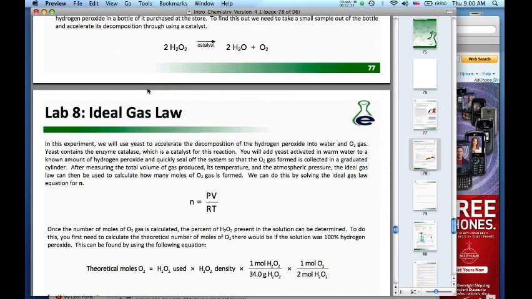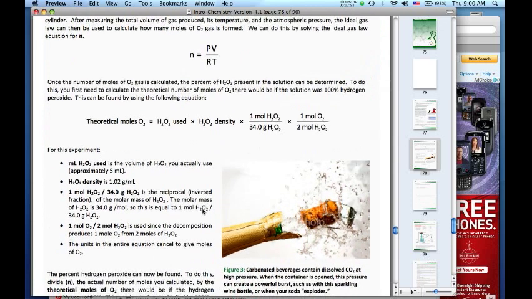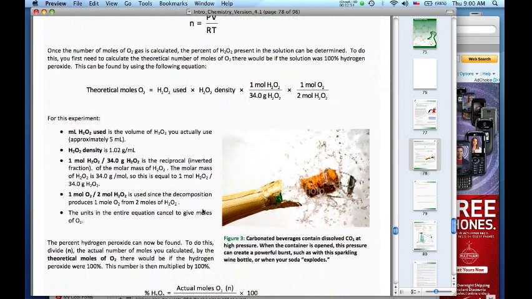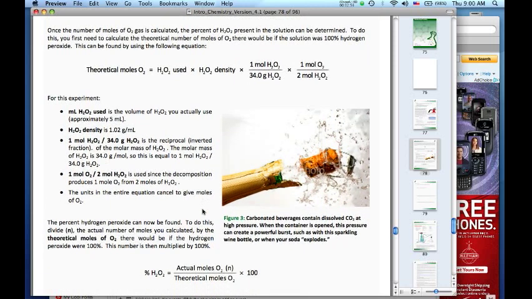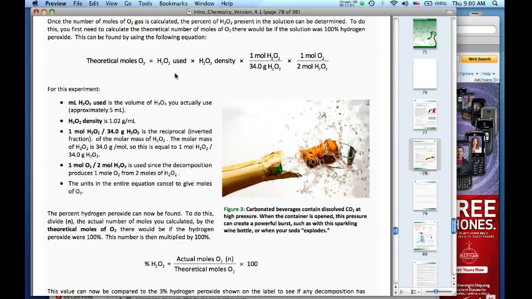And here's a reaction. 2 moles of hydrogen peroxide are going to produce 2 moles of water and 1 mole of oxygen. Solving for n, this is going to come in later, the number of moles is pressure times volume divided by the gas constant times the temperature. And this is how many moles of O2 you can get using this equation here. The amount of hydrogen peroxide used times the density. This is the volume. This should be volume H2O2 used.